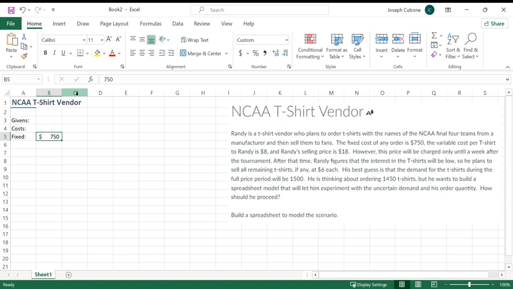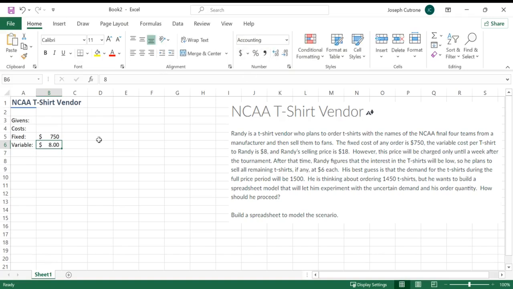And then the question is, there's a variable cost per shirt. So $8. So whatever the number of shirts that I order, I need to put $8. So this is the variable cost. If I order 10 shirts, it's going to cost me $80. If I order 100 shirts, it's going to cost me $800, whatever it's going to cost, but it's variable. And this is at $8.